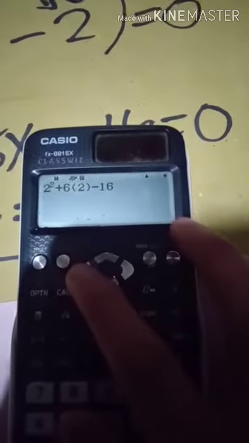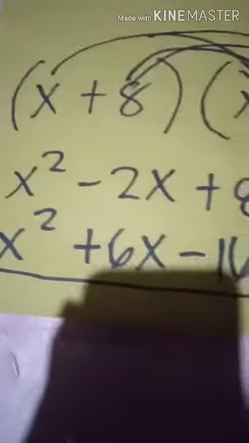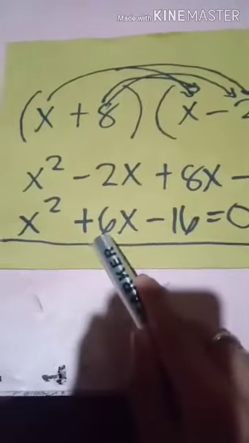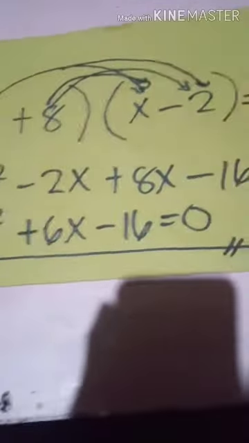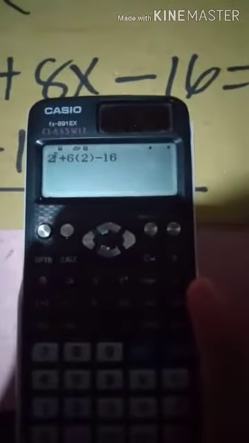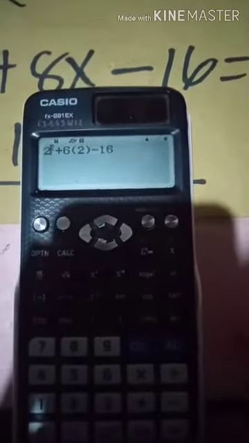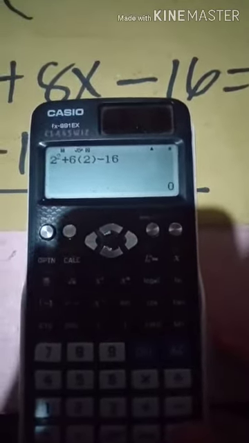So the x now is 2, which is x squared plus 6x minus 16. So it becomes 2 squared plus 6 times 2 minus 16. So the answer is 0.